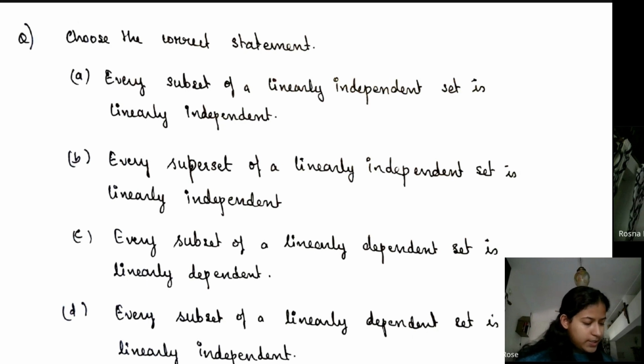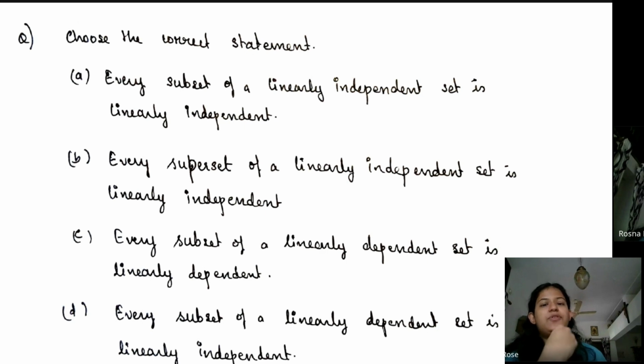Okay, many of you said option A. Yeah, option A is correct, because if you have a collection of linearly independent sets, then any subset of it is again linearly independent. But if you take a superset of a linearly independent set, there can be elements which can be written as a linear combination of the other elements. So B is wrong. And if you have a linearly dependent set, the subset can be linearly independent. So C is also wrong.